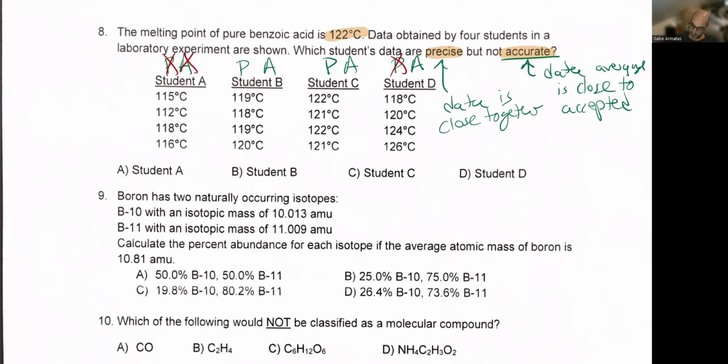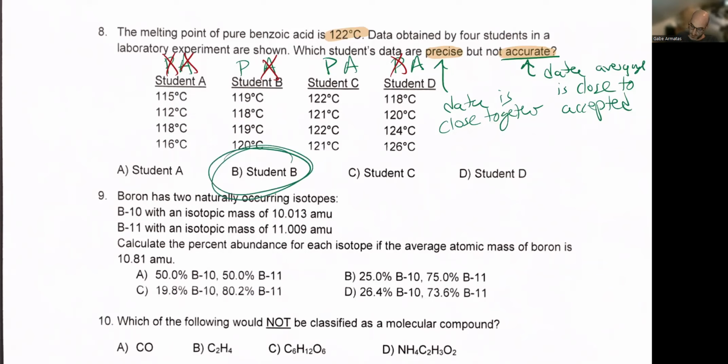Student C is definitely accurate. I guess we probably would say that student B is probably not accurate because it's not as close as student C is to having the average value. Student D is not precise, but it looks like they are going to be accurate. So which student is precise but not accurate? I think I have every combination here. So it looks like student B.